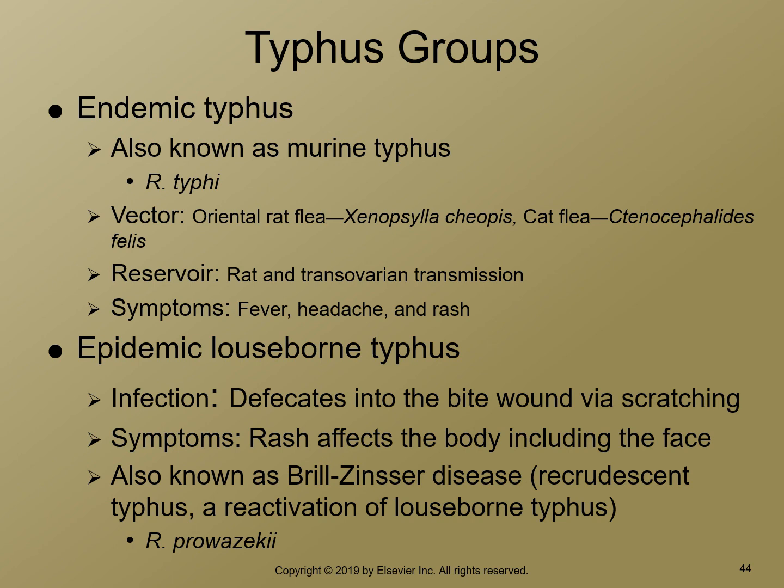Disease progression then resembles that of Rocky Mountain spotted fever, including a rash involving the palms of the hands and soles of the feet. But unlike Rocky Mountain spotted fever, the face may also be affected by this rash. Mortality rates in treated patients are very low. However, rates for untreated patients can approach 40%. Brill-Zinsser disease, or recrudescent typhus, is a reactivation of louse-borne typhus. The Brill-Zinsser disease presentation is milder than louse-borne typhus, and patients with these latent infections are an important reservoir for the organism.